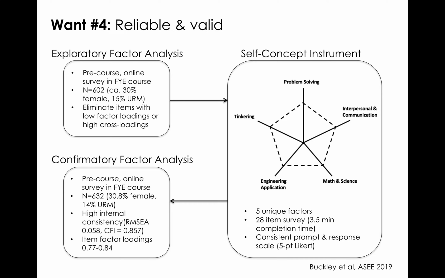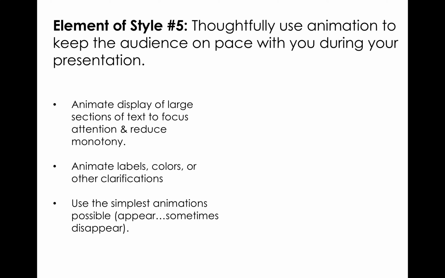All right, the 5th element of style. You want to thoughtfully use animation to keep the audience on pace with you during your presentations. That is a really big thing. You want to animate the display of large sections of text to focus people's attention. So if I have one bullet point coming up at a time, I would hit the button for the bullet point to come up, and then I would talk about that bullet point. And only when I'm ready to discuss the next bullet point would the next one come up. That keeps the audience with me and focused on what I'm saying and not just reading the screen.